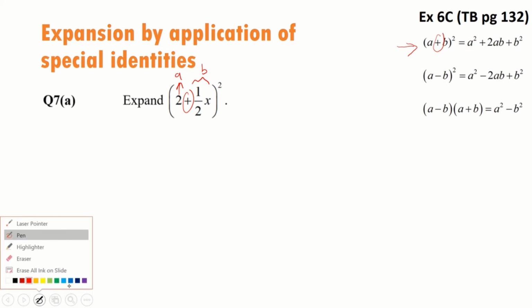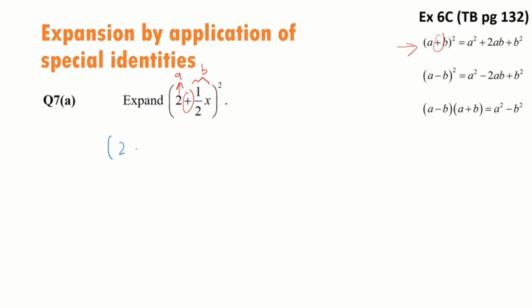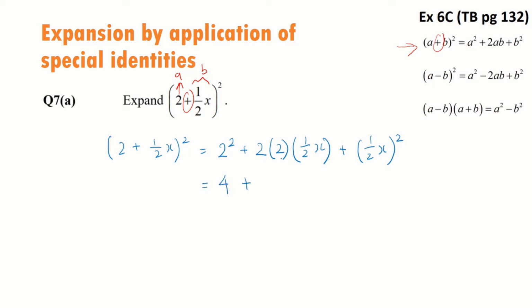Okay, so using the formula itself, when I want to do the expansion, it will be A squared, which is 2 squared, plus 2A, which is 2, B is half x, plus B is also half x again, squared. Alright, so we will have 4, okay, 2 times 2 times half, that will give me 2x, plus half squared, you can press that into a calculator, it will give you 1/4 x squared.